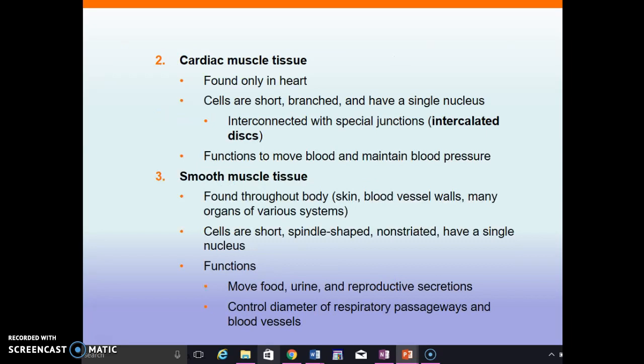Cardiac muscle is only in the heart. The cells are short and branched. When you look at a picture of cardiac tissue, you will see these special connections between cells called intercalated discs. Smooth muscle is found throughout the body in walls of hollow organs. They're spindle-shaped, non-striated with a single nucleus. Functions include moving food, urine, and reproductive secretions, and controlling the diameter of respiratory passageways and blood vessels.